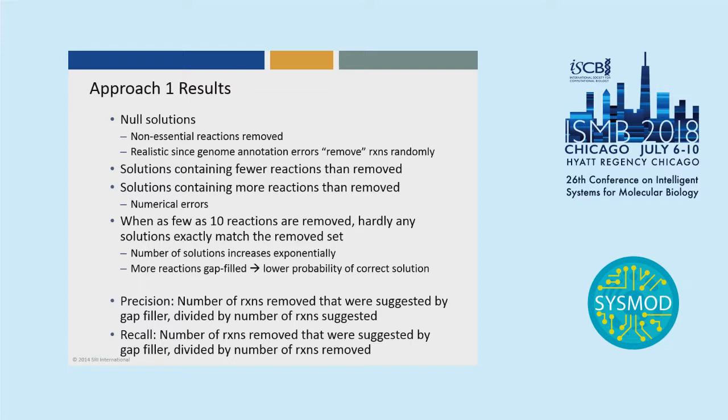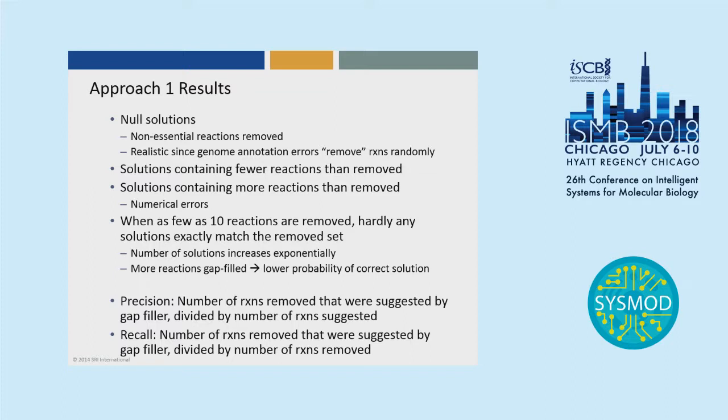Another observation was that when as few as 10 reactions were removed, hardly any of the solutions exactly matched the removed set of reactions. And this is because the number of solutions is increasing combinatorially, and the more reactions that are being gap filled, the smaller the probability that the solution found exactly matches the set of reactions removed.